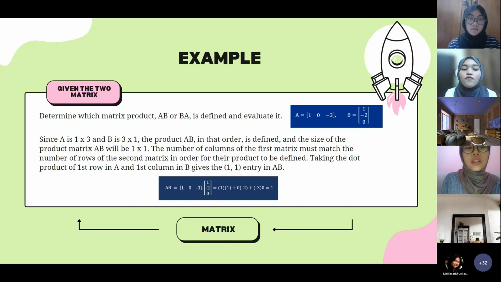Taking the dot product of the first row in A and the first column in B gives the 1 by 1 entry in AB. So matrix A multiplied by B is 1 multiplied by 1 plus 0 multiplied by minus 2 plus minus 3 multiplied by 0. So the answer is 1.